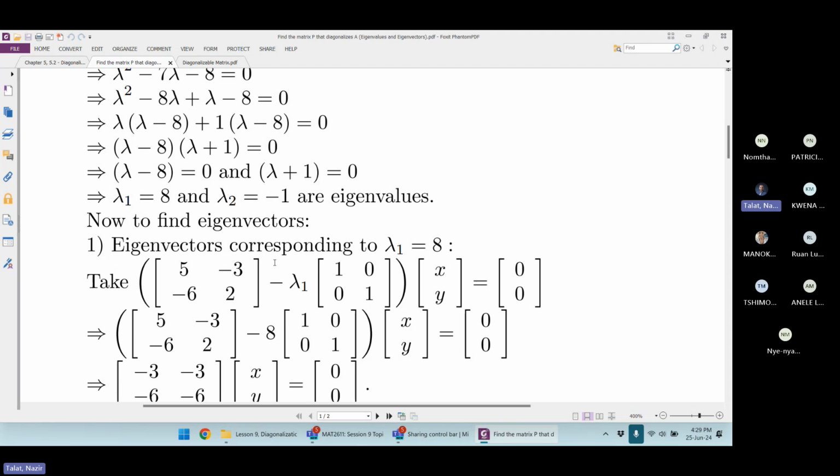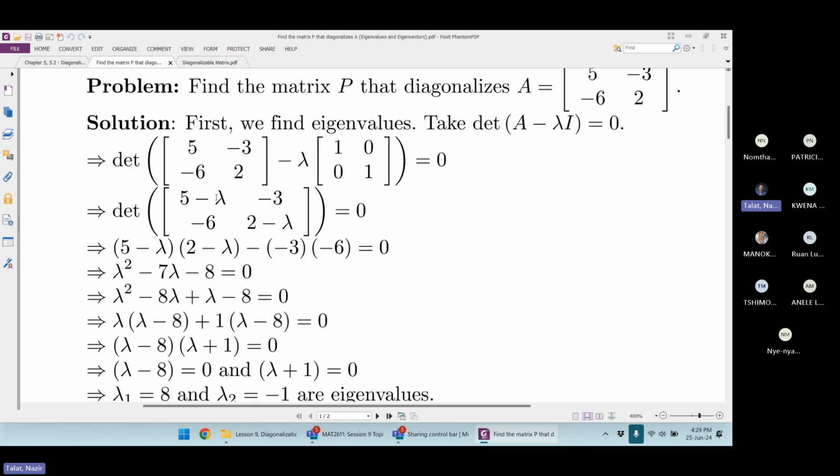First, the eigenvector corresponding to lambda 1, which is 8. So put the value 8 in the place of lambda over here and solve it.